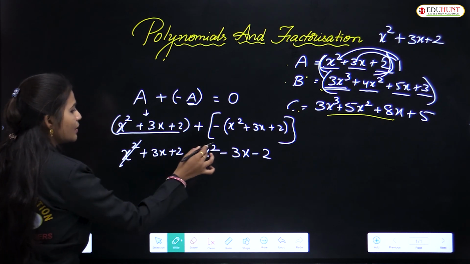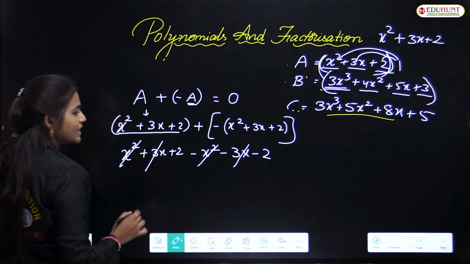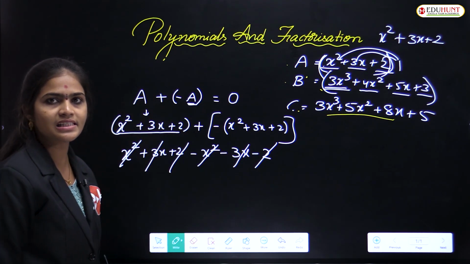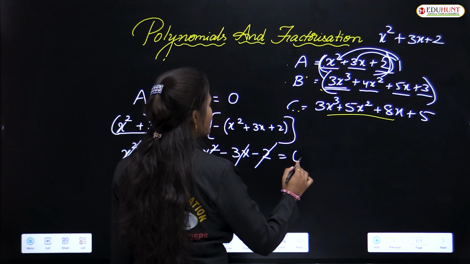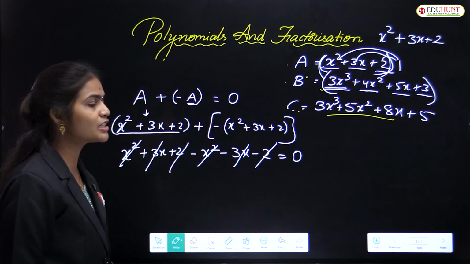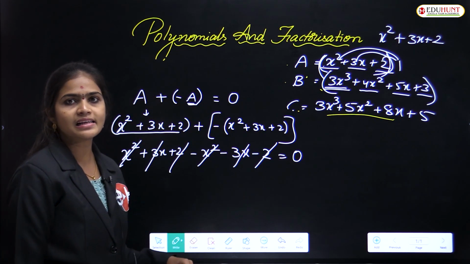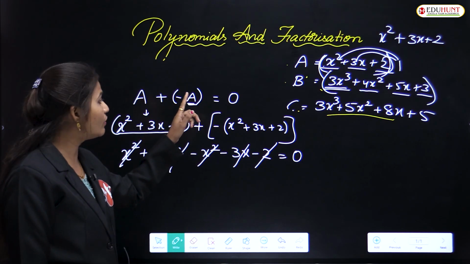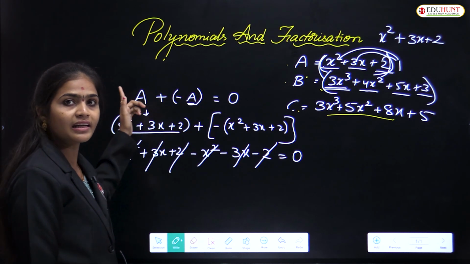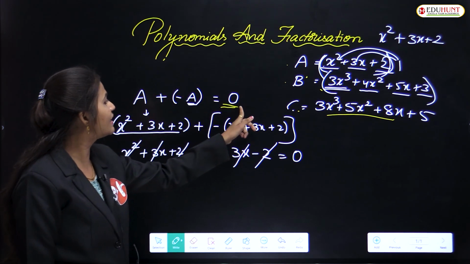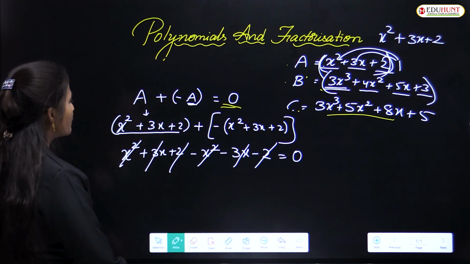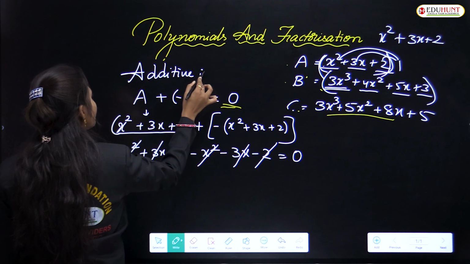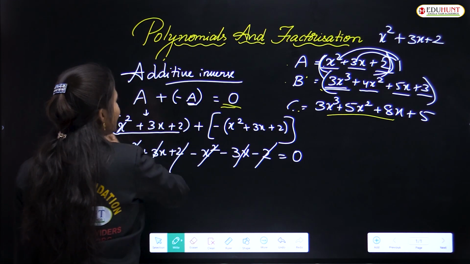After simplification you get x square minus x square plus 3x minus 3x plus 2 minus 2. All terms get cancelled, so what is the resultant? In addition or subtraction, if all terms get cancelled, the resultant is 0. So if you add the additive inverse polynomial to the given polynomial, you will get the resultant as 0. This property is called the additive inverse.